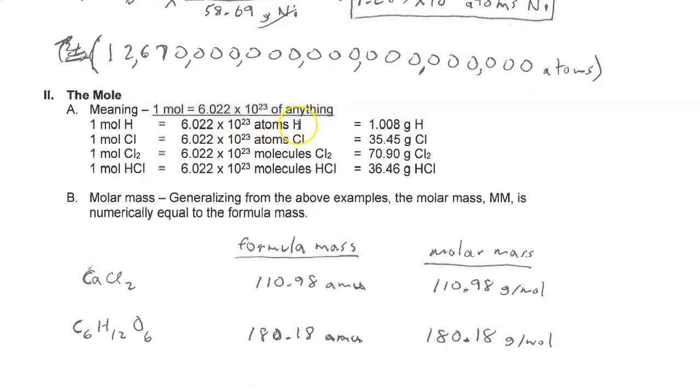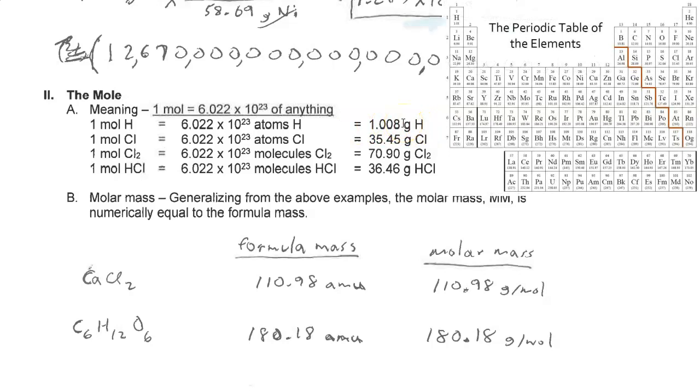How much do those hydrogen atoms weigh? 1.008 grams. Where did I get the 1.008 grams? That's the weight of hydrogen in the periodic table. See, you'll always have a periodic table on a test. 1 mole of chlorine atoms is equal to how many chlorine atoms? Well, 6.022 times 10 to the 23rd atoms of chlorine. How much do they weigh? Well, 35.45 grams, atomic mass according to the periodic table.